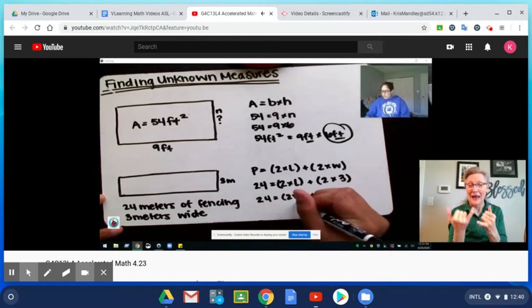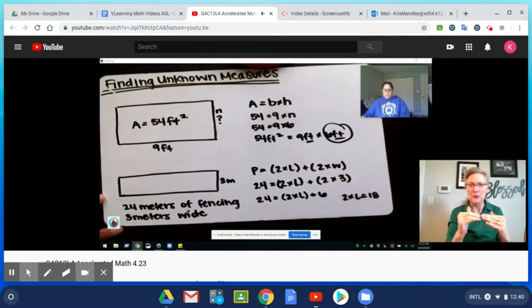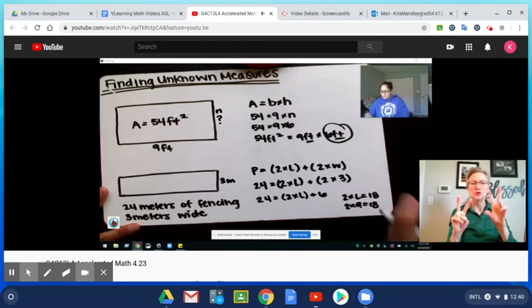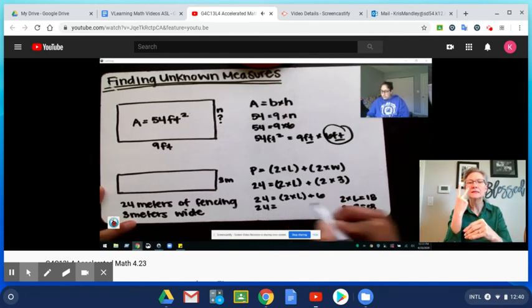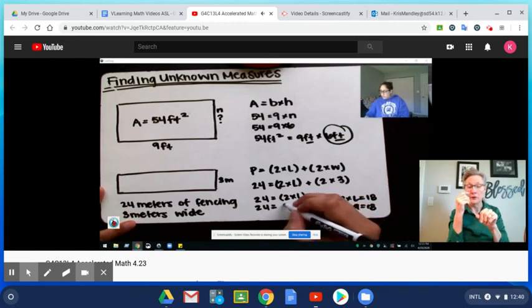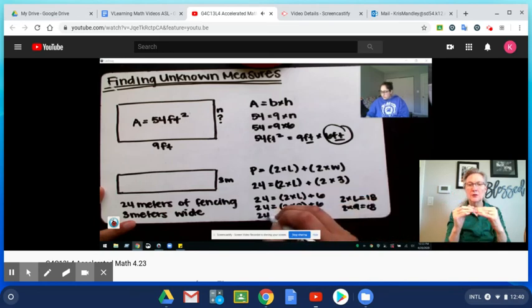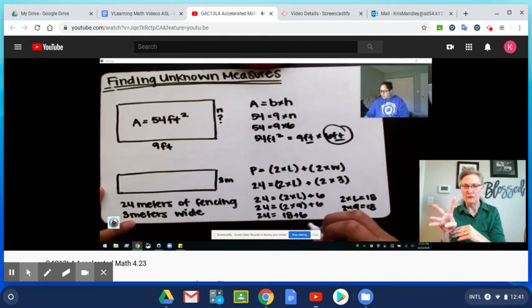So now we know that 2 times L is going to be equivalent to 18. So now we're thinking, okay, what is 2 times L? 2 times what gives me 18? You should know right away, that's 9. 2 times 9 equals 18. So let's plug this in and see if that works. If we continue to bring down our equation, we have 2 times 9 plus 6, that gives us 18 plus 6, and 18 plus 6 is 24, so that checks out.